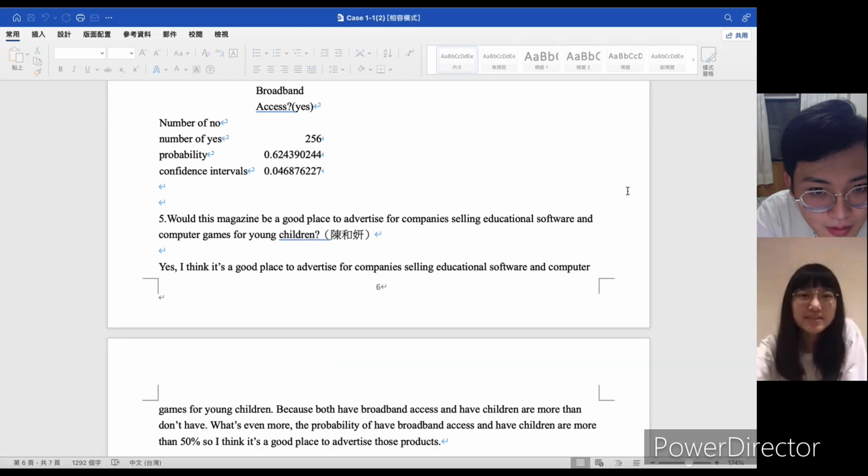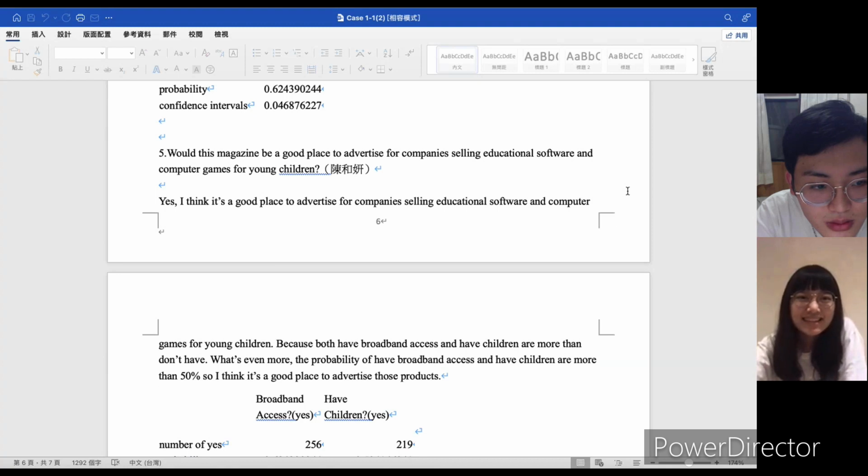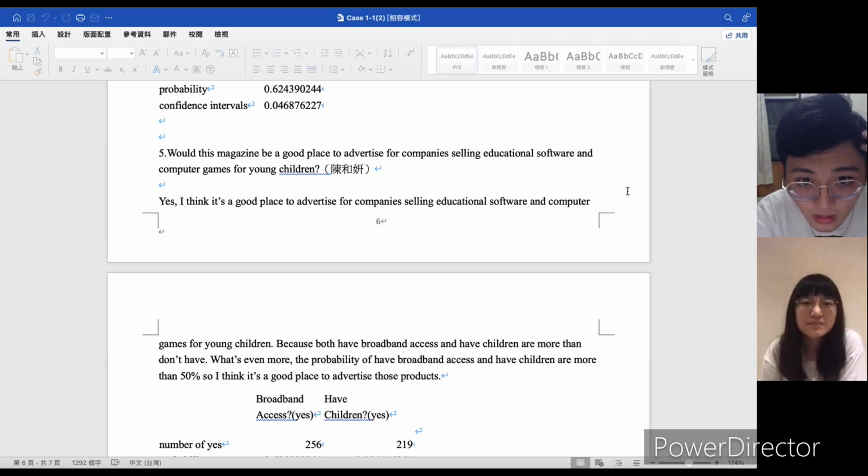And number 5, will this magazine be a good place to advertise for companies selling education software and computer games for young children? Yes, I think it's a good place to advertise for these companies because both those who have broadband access and those who have children are more than those who don't. What's even more, the probability of having broadband access and having children are more than 50%. So I think it's a good place to advertise those products.